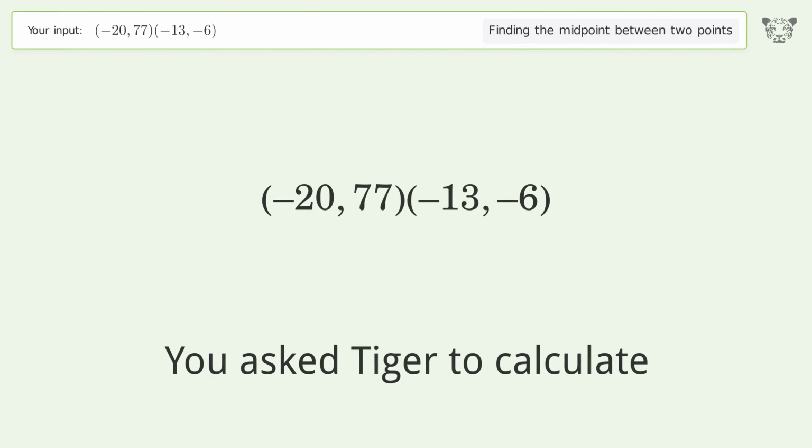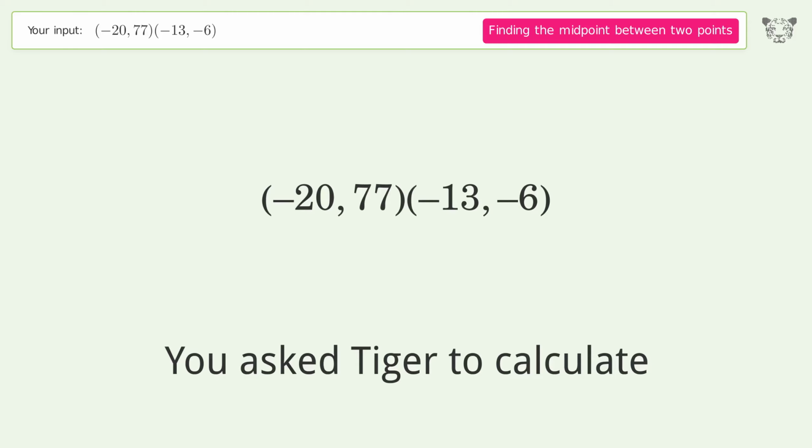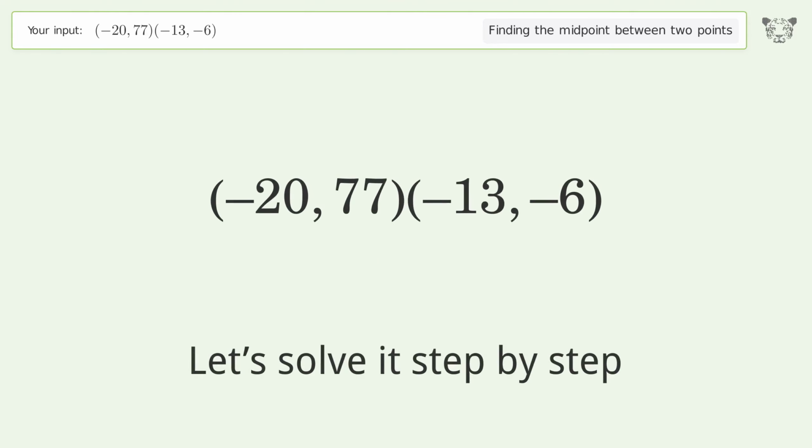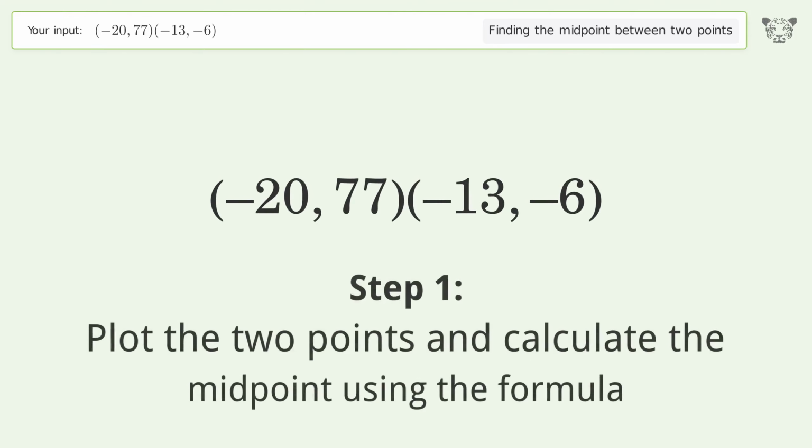You ask Tiger to calculate. This deals with finding the midpoint between 2 points. The midpoint between the 2 points is negative 16.5, 35.5. Let's solve it step by step. Plot the 2 points and calculate the midpoint using the formula.